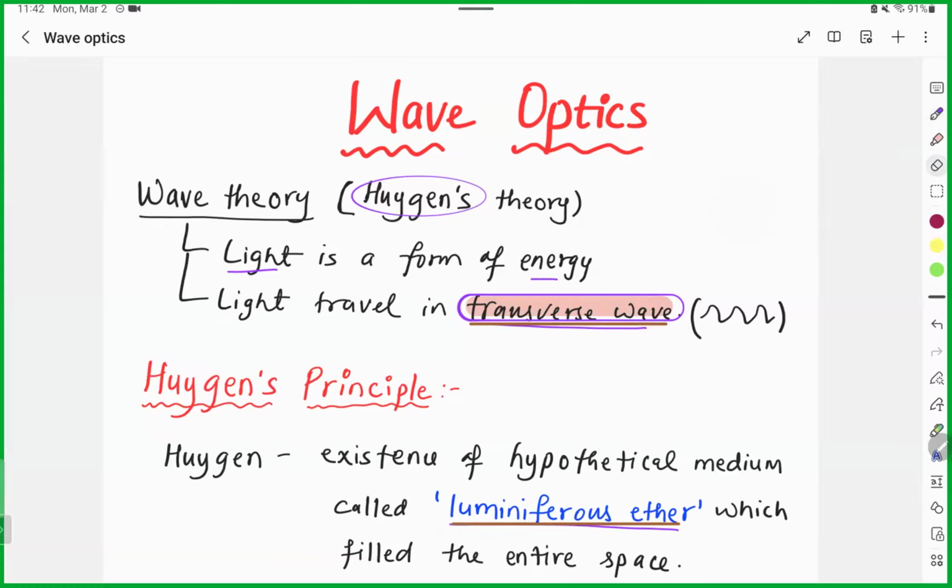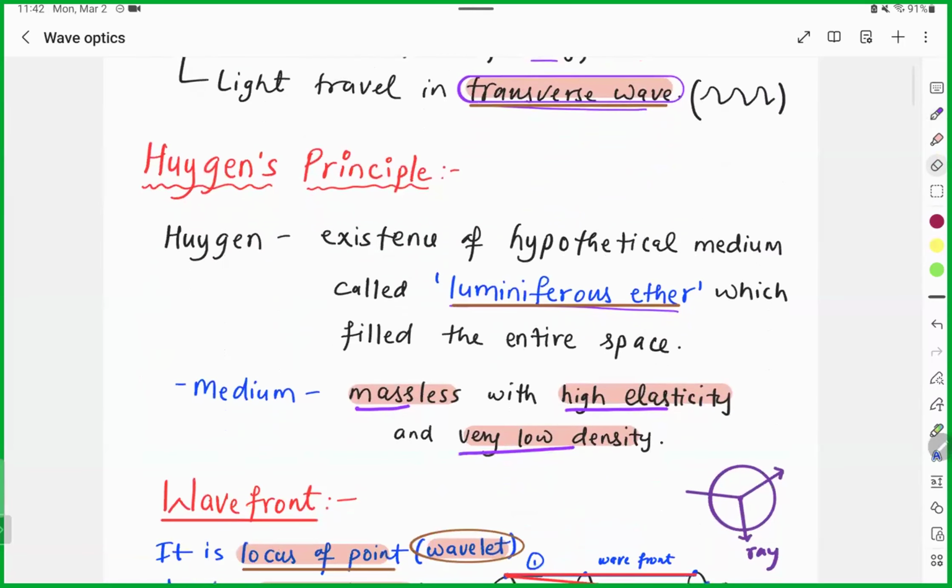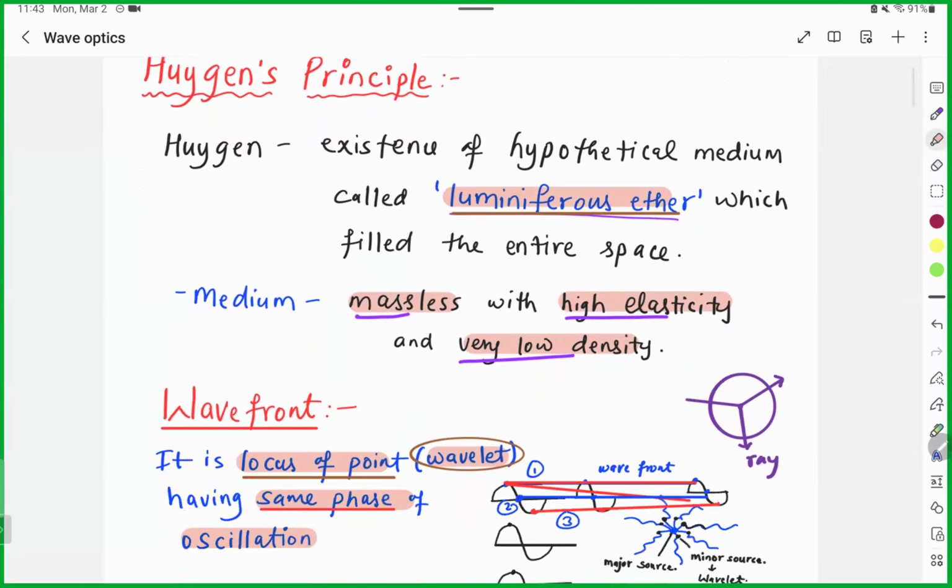So in the Huygens principle, because usually even in the last year of PYQ, Huygens principle was there. According to Huygens, there is a hypothetical medium, which he called luminiferous ether, and this luminiferous ether will fill the entire space, like full space is made up of this, and because of that, we have the wave nature. The property of this medium, which is responsible for the wave nature of light, is that it has no mass but very good elasticity and very low density. That's why light can move quickly.